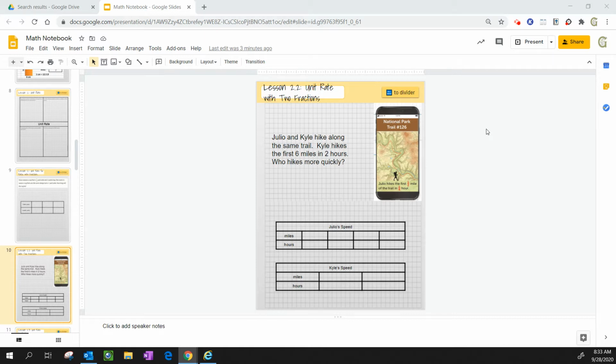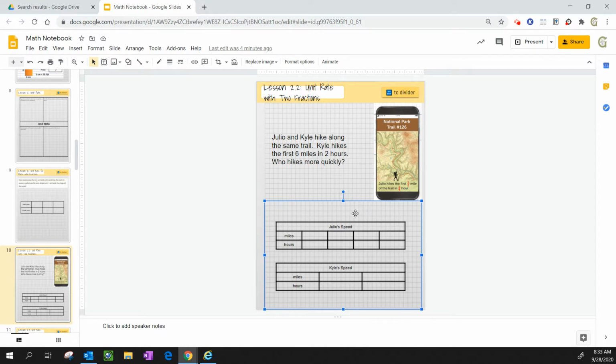So this is a great example of a problem where unit rate would really help us to get the answer. Because if we can figure out how many miles they both hike in 1 hour, then we could easily compare and figure out who is hiking faster. And so that's what we're going to do to solve this problem. So again, we have a table here to help us, although you maybe are starting to see that you don't have to have a table to solve these problems, and we'll keep working with that as we keep practicing.